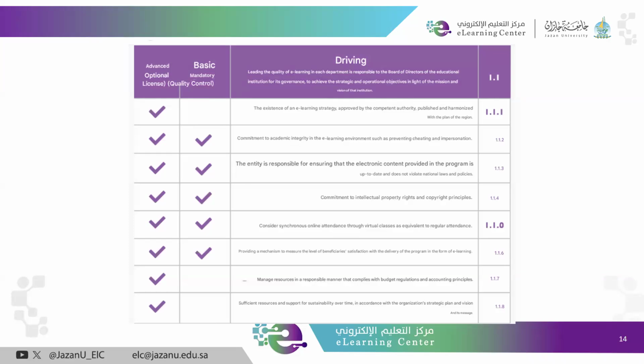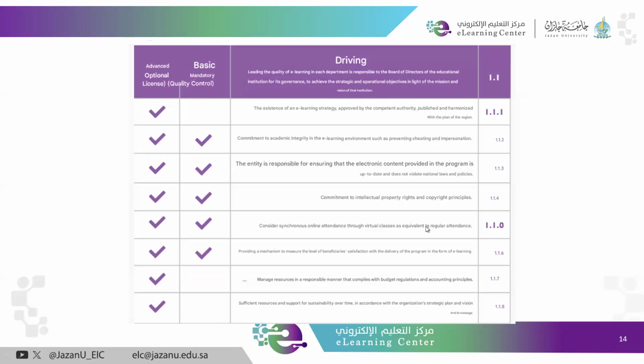The third one is content responsibility. The institution is accountable for the accuracy and currency of the e-learning content, ensuring compliance with national regulations and policies. The fourth one is intellectual property and copyright, which adheres to intellectual property rights and copyright laws, essential to protect creators' rights and maintain ethical standards.